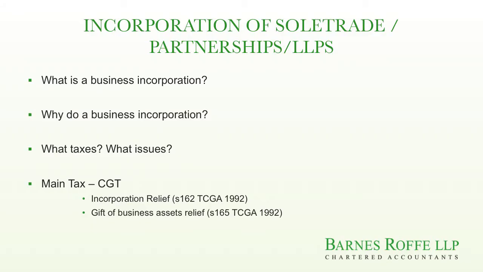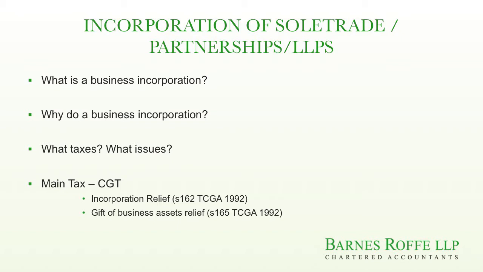The main issue that I want to talk to you about is the capital gains tax, because when you're doing the transfer of the assets, that's a disposal for capital gains tax, and how can we overcome the capital gains tax issues? And there are two major reliefs which are available here. The first one is the incorporation relief under section 162 of the Taxation of Chargeable Gains Act 1992. This is a mandatory relief. No claim is required as long as you satisfy the conditions, and then you're in it. You don't need to make a claim for it.